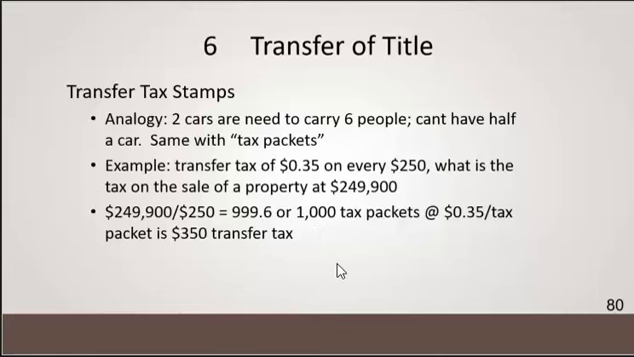Here's an example I put on the board. Let's try this one. If the house sold for $249,900 and the tax rate is 35 cents for every $250. I can write that on the board if you'd like. The sales price was $249,900. All right, and the tax rate is 35 cents on every 250. Alex, can you see that back there?